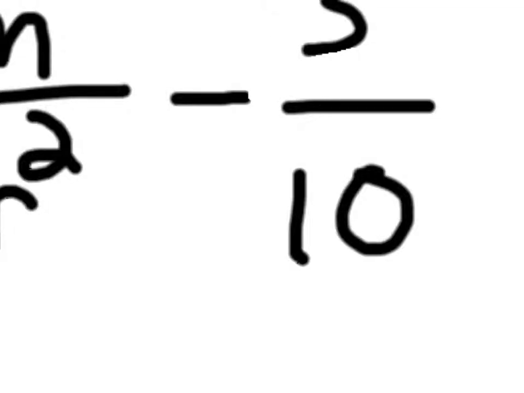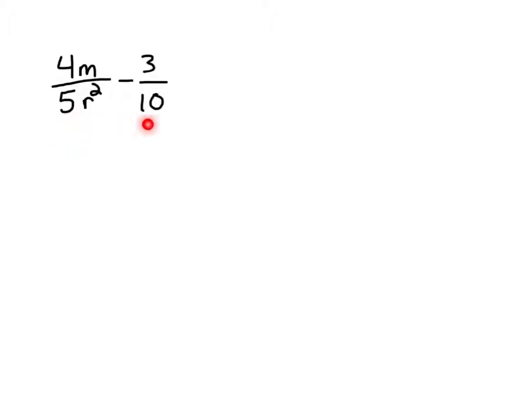Alright, we're adding and subtracting rational expressions. The big thing with this one is we've got to make sure that these denominators are exactly the same. Notice on this one that they are not. Now if we're dealing with normal fractions, we'll write it down here in red, let's say.